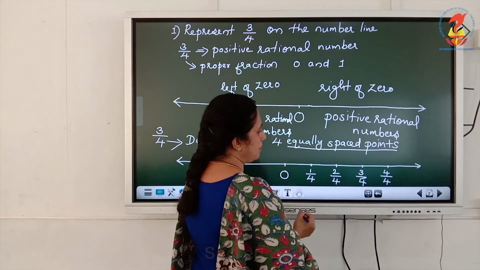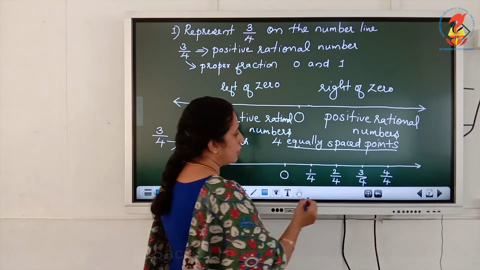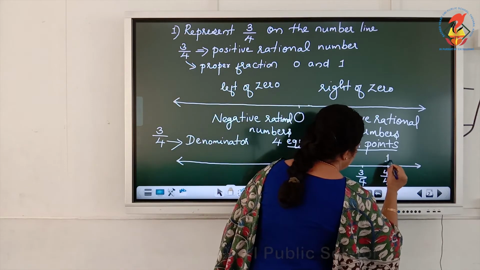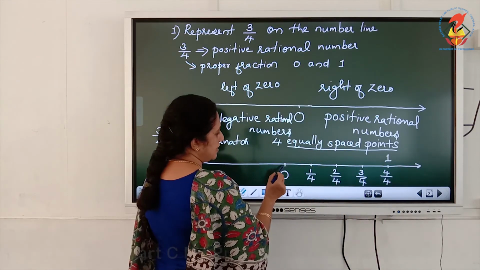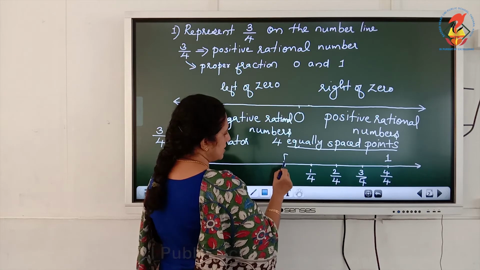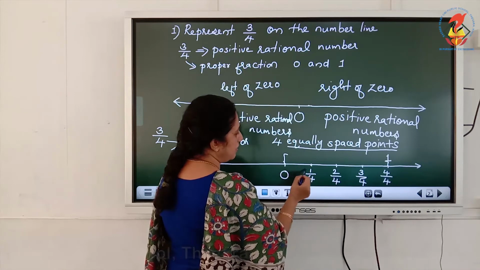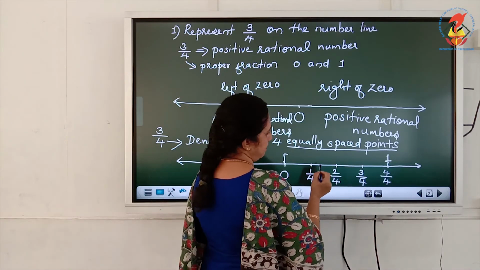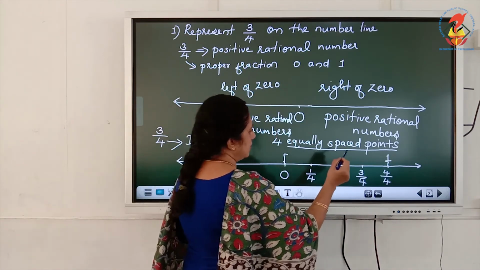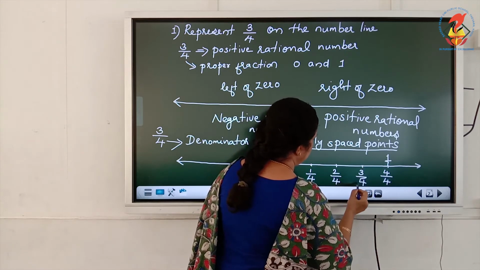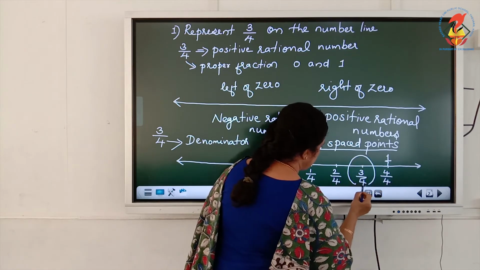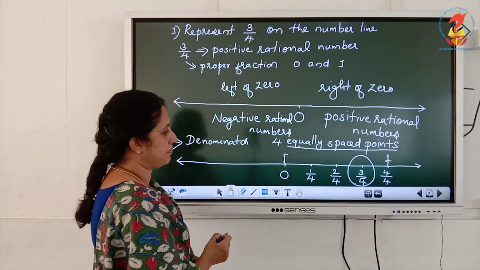Then what is 4 by 4? 4 by 4 is 1. The meaning is that the distance between 0 and 1 is divided into how many equal parts? 4 equal parts. And this third point represents the rational number 3 by 4.